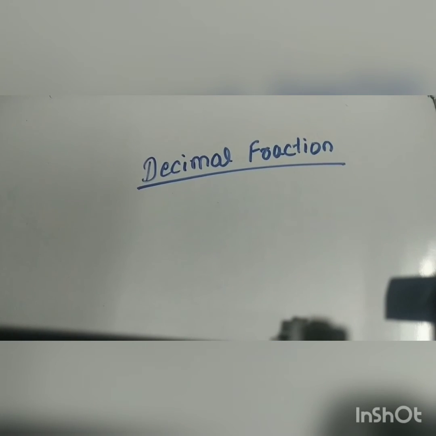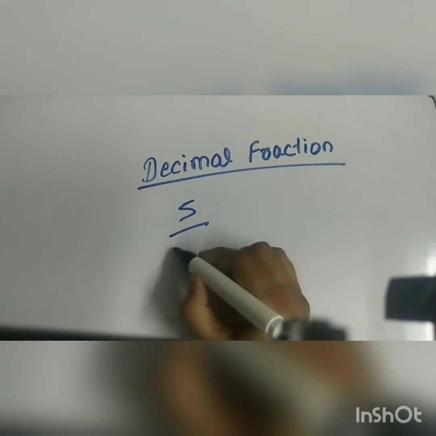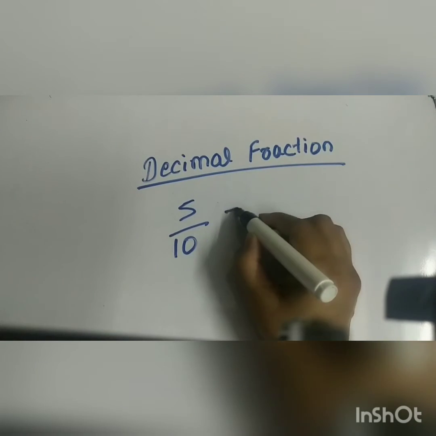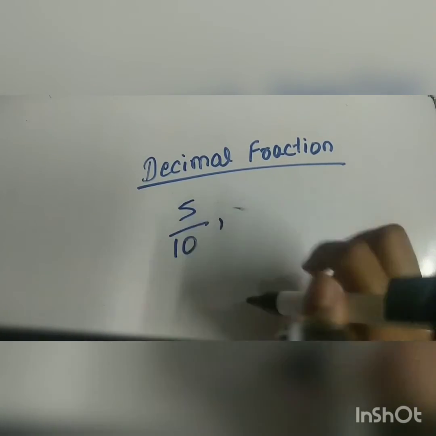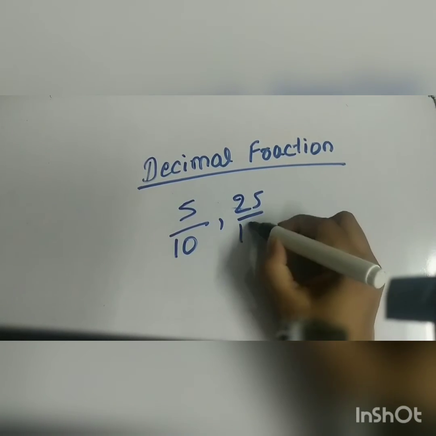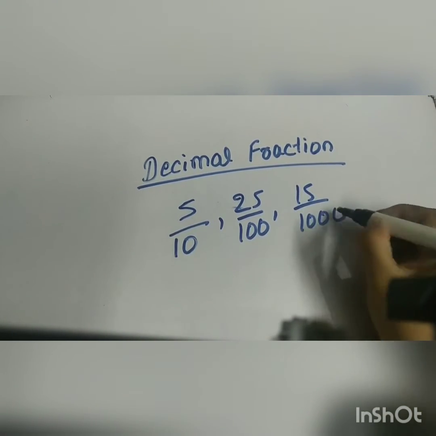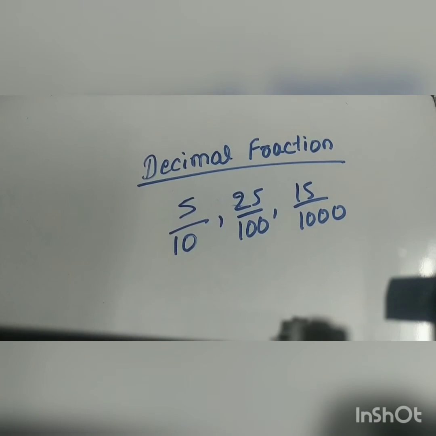Next is the decimal fraction. A decimal fraction is any fraction with the denominator as 10 or a multiple of 10. Let me take some more examples: 25 by 100 or 15 by 1000. These are some examples of decimal fractions.